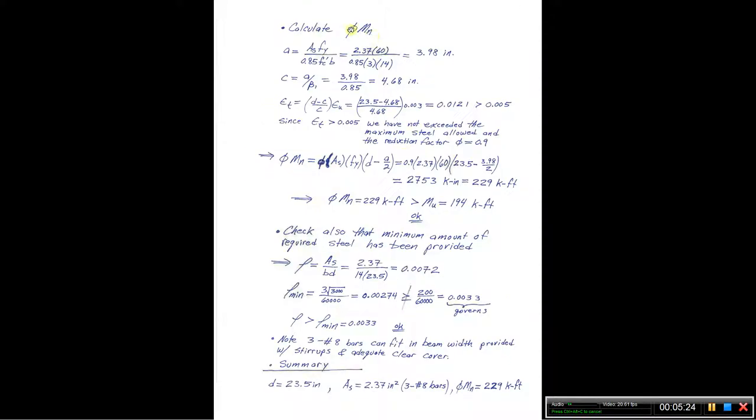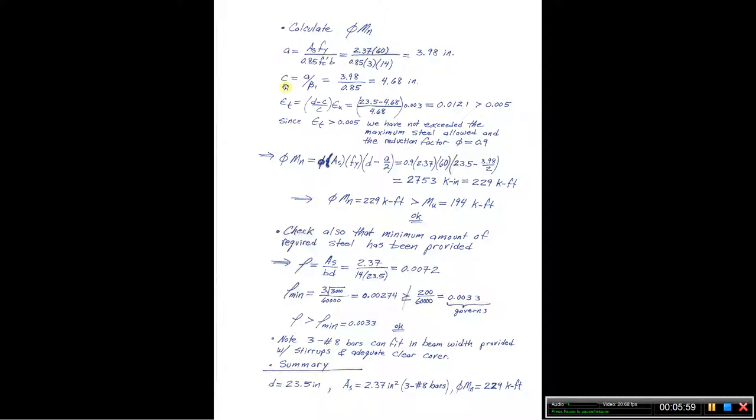Now, if we calculate phi Mn, we're going to have to go through this process here. And the first thing that a person would do is calculate a. This is a lowercase a, and it is calculated by this formula here. And you can just put in the actual area of steel bars that we have chosen to use, 2.37 square inches, 60 ksi for f sub y, 0.85 times 3 ksi for the f sub c prime, and the beam is 14 inches wide. We get 3.98 inches for a.